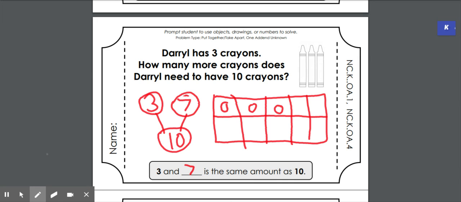Make sure that you're practicing figuring out how many more that you would need to make a group of 10.